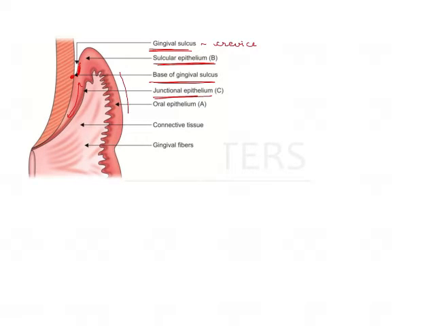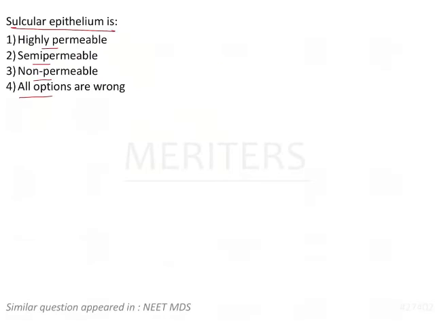The remaining part in contact with the oral cavity is called the oral epithelium, and the underlying connective tissue is marked here, and these are the gingival fibers. So this is the anatomy of the gingiva, the parts of the gingiva. Now, talking of the circular epithelium.